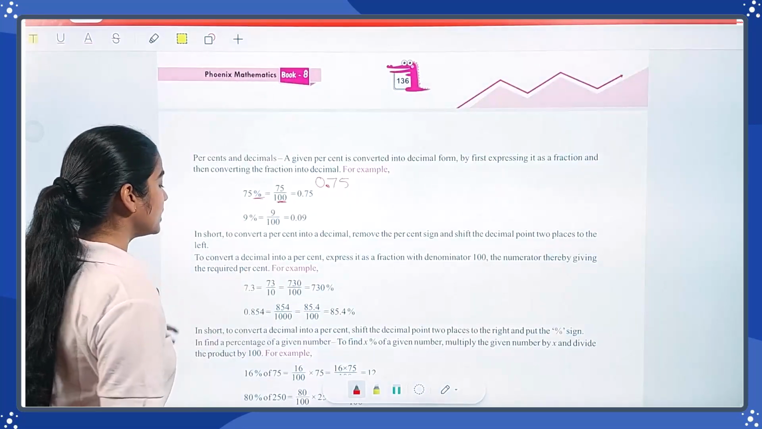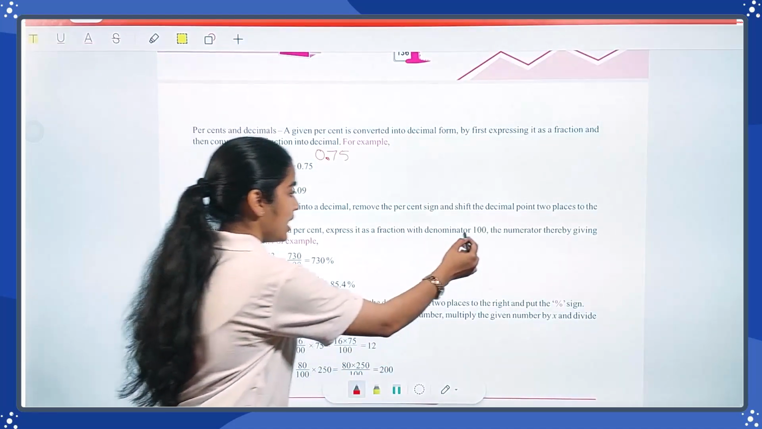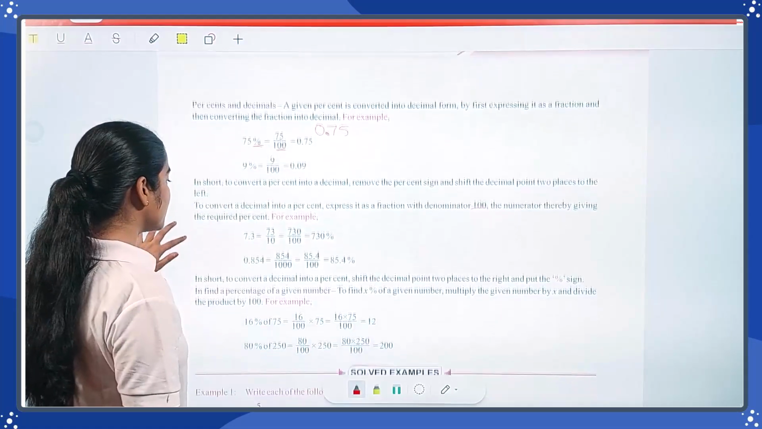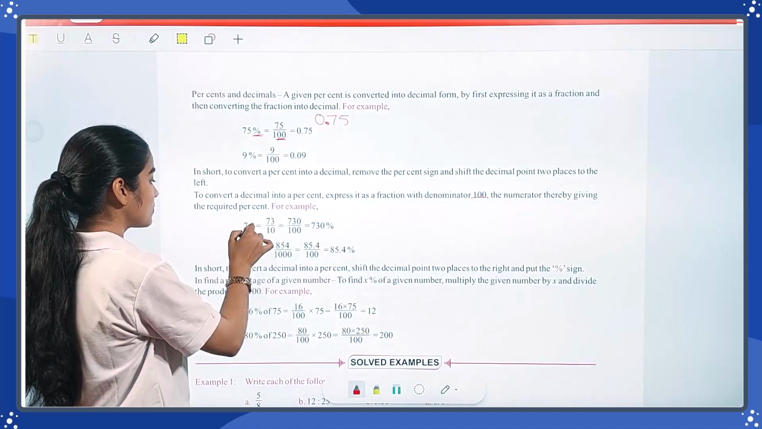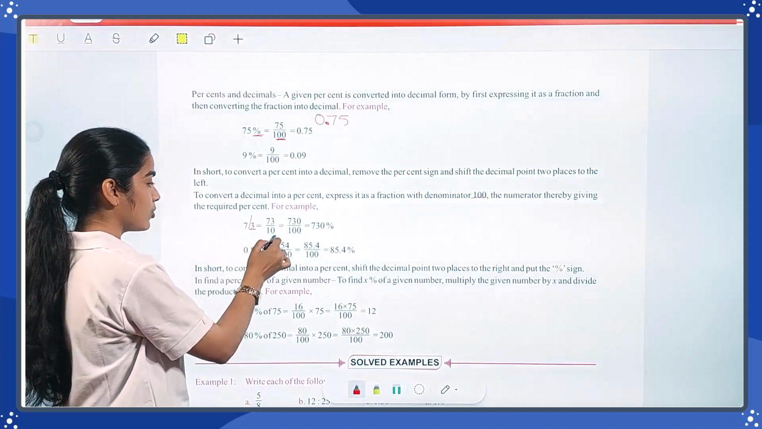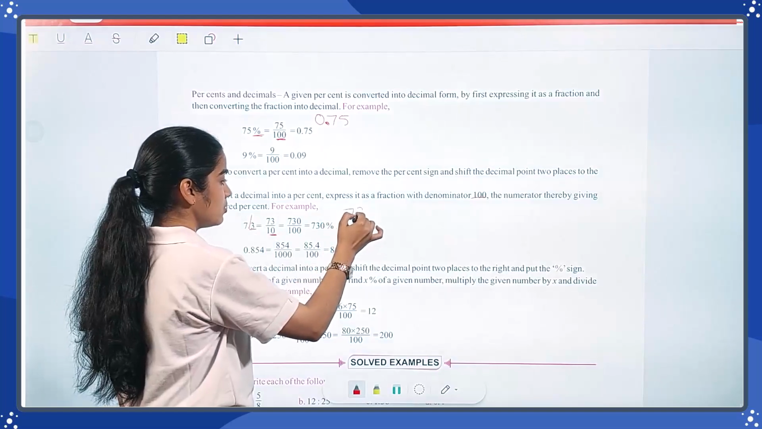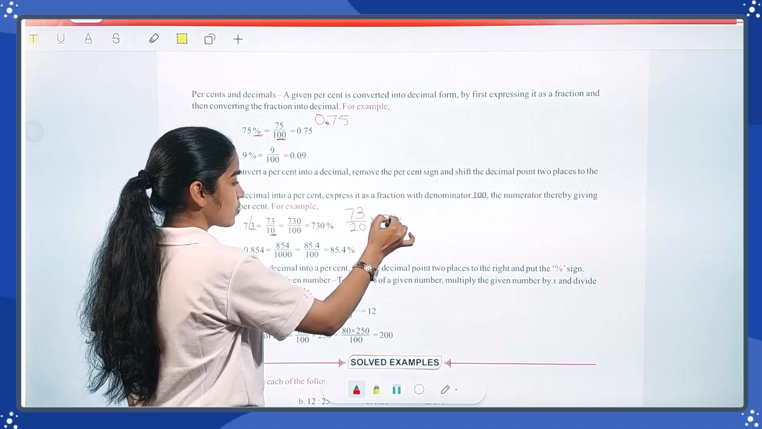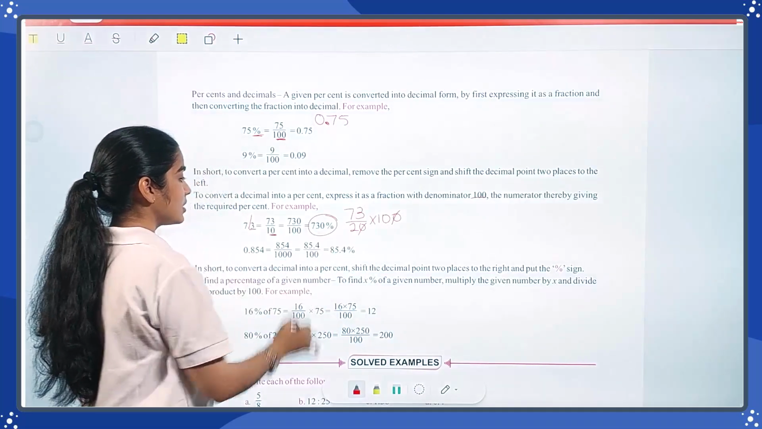To convert a decimal into a percent, express it as a fraction with denominator 100, the numerator thereby giving the required percent. For example, 7.3, which means 73 upon 10. When we remove this point, how many digits do we have after the point? Only one. It means we have only 1 zero. 73 upon 10 multiplied by 100. So 10 is cancelled out with 100. 73 multiplied by 10 is 730%.